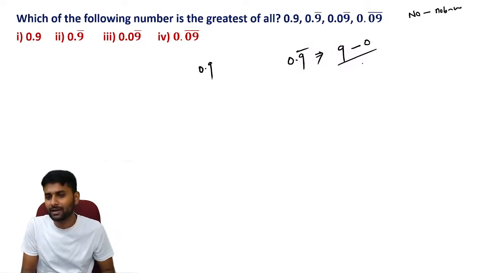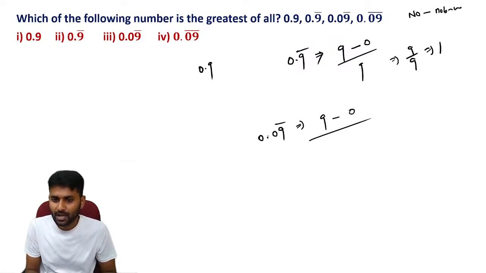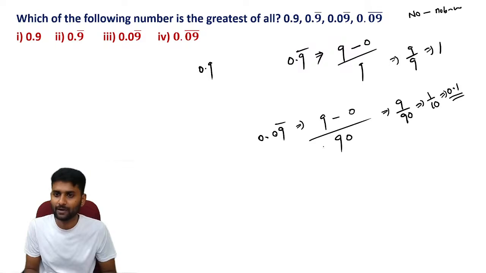If you have a 1 bar value, you have to divide it by 9. So here 9 by 9 is equal to 1. If you go through that 0.09 bar, again consider the number: no bar value is 0. After decimal, 1 bar value is 9, 1 no bar value is 0. Here the value becomes 9 by 90 is equal to 1 by 10. So 1 by 10 is all about 0.1.